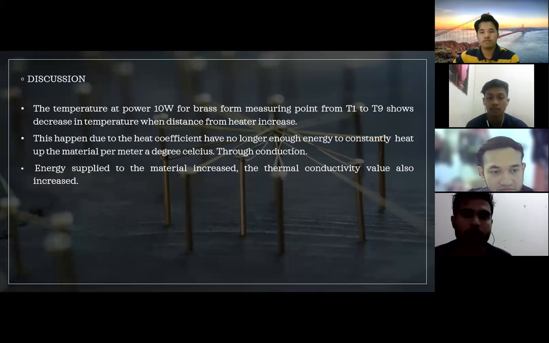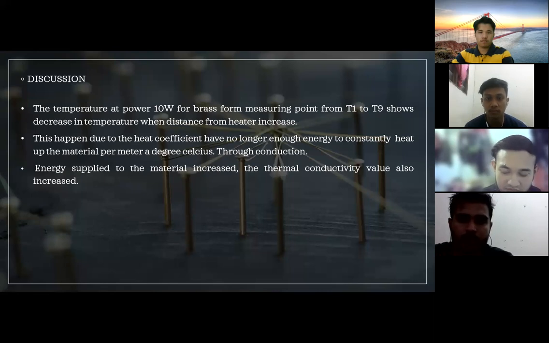Assalamualaikum. I'm going to explain the discussion for this lab. Firstly, the temperature at power 10 watt for brass from measuring point T1 to point T9 shows that the temperature decreases with distance from the heater. This happened because the heat no longer has enough energy to constantly heat up the material per meter per degree Celsius through conduction. Next, as the energy supplied to the material increases, the thermal conductivity value also increases.